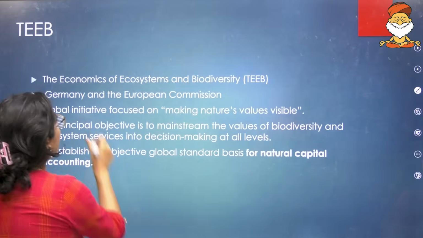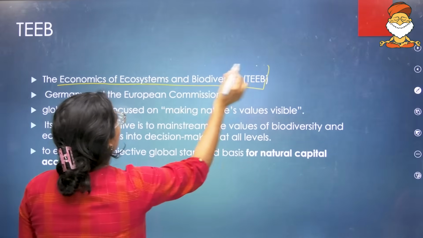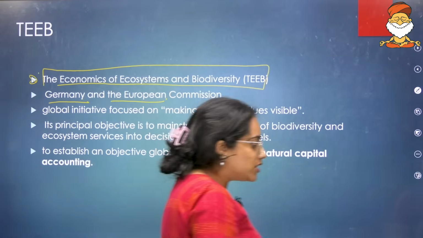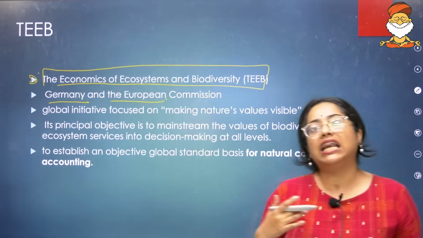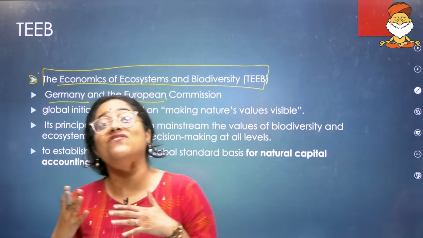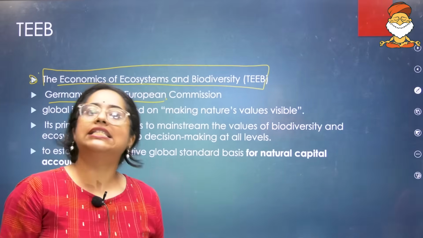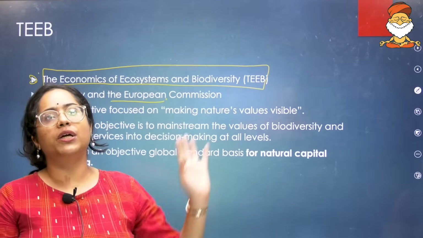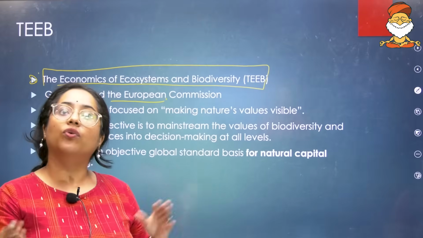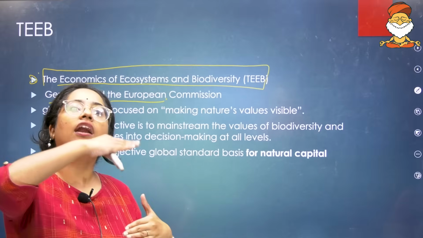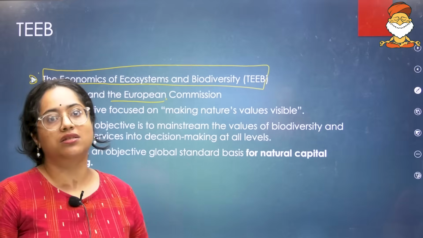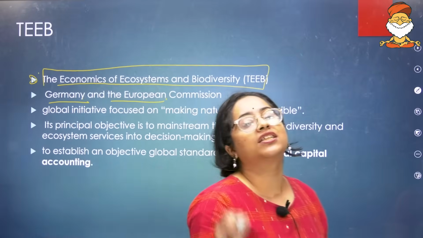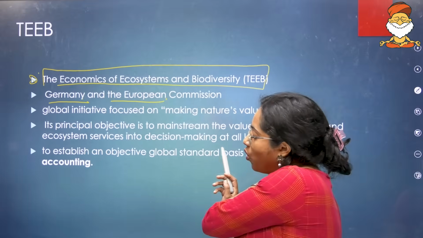TEEB is basically The Economics of Ecosystems and Biodiversity, and it was created by Germany and the European Commission. What they did is make nature's values visible. Instead of just saying it's a service, it's regulating, it's provisioning, they said this service is worth this much money, and now if you are destroying this part, you have to compensate for it in money terms. Not just say, okay, we'll create one service. Got it?